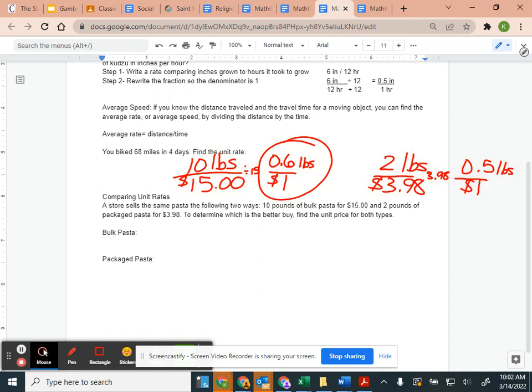Okay? So to compare our rates, you want to make sure that you have the same thing on the bottom. What we did when we did our objective page before, we put the $15 on top for 10 pounds, right? And we found how much 1 pound would be. You're still going to get the same answer. You're still going to find that Costco was a better deal.